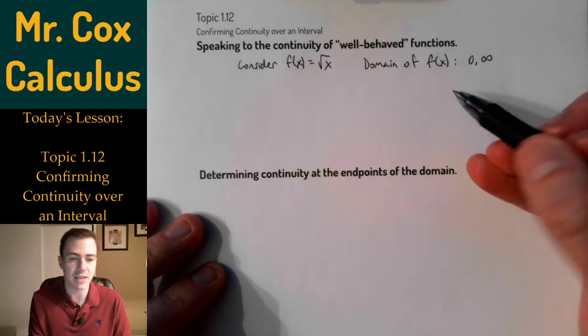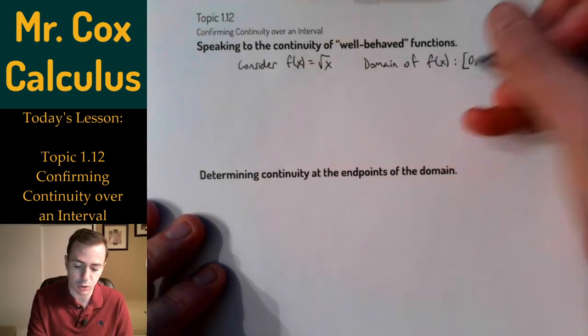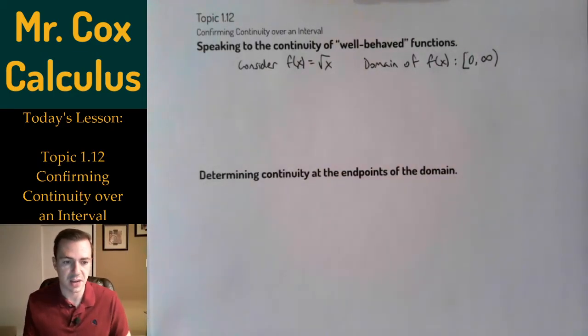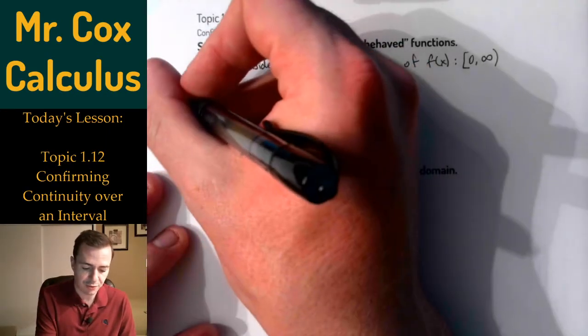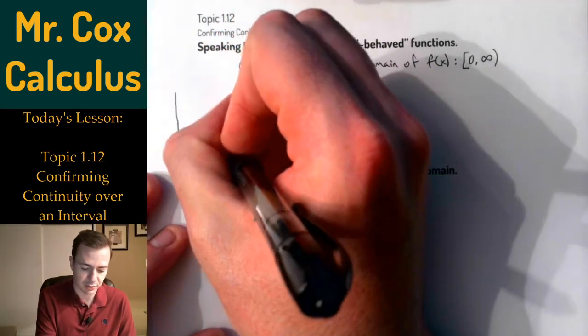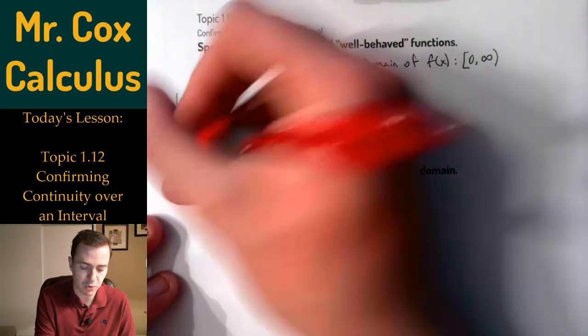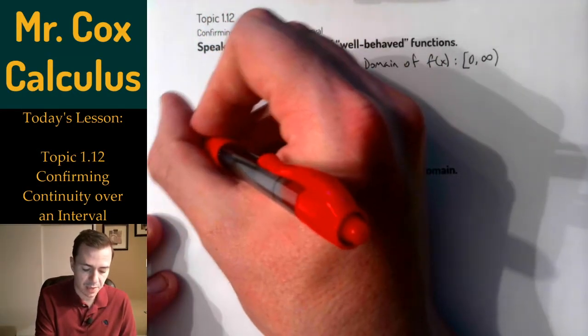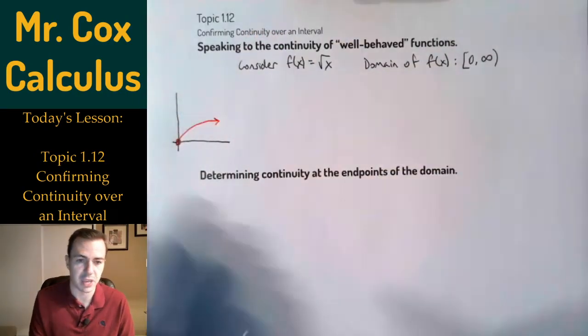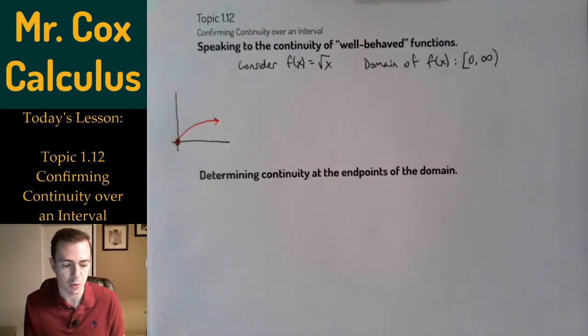Remember that I can take the square root of 0, so 0 is included in that domain, and then it heads towards infinity. And if I look at a graph of this, again, I know that 0 is part of my domain, so the square root of 0 is 0, and then the function has this kind of behavior right there when we look at the square root function.